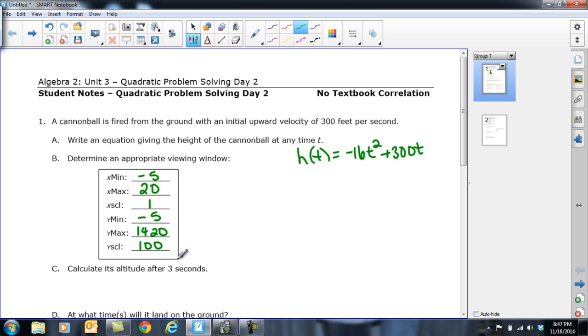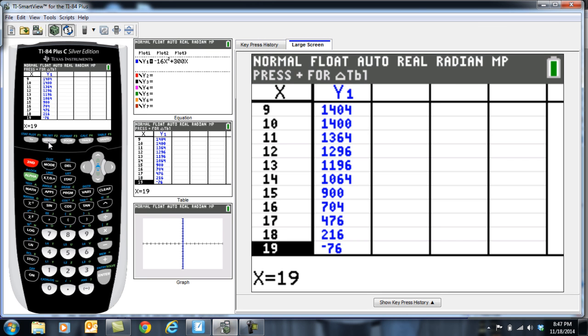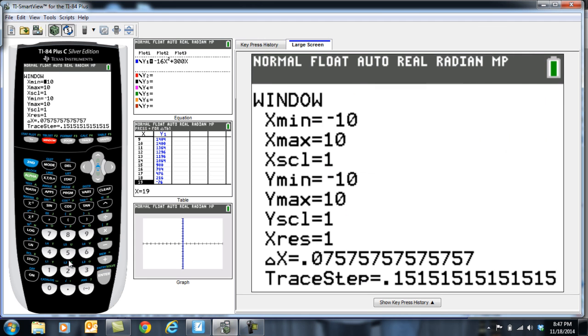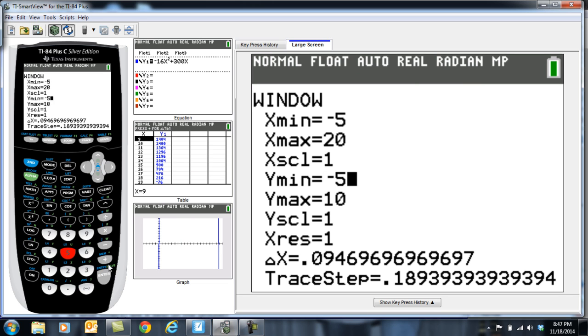So what I'm going to do is put these values in my calculator under Window so that when I graph my parabola and I graph this function, you'll be able to see the whole thing, because we need to see the whole thing. So in your calculator, press the button that says Window. It's right next to y equals. And we're just going to type in our values. Our x-min was -5. Our x-max was 20. Our scale is going to stay at 1 for the x's. Our y-min was -5. And our y-max was the big number. It was 1420. And so we made our scale 100.